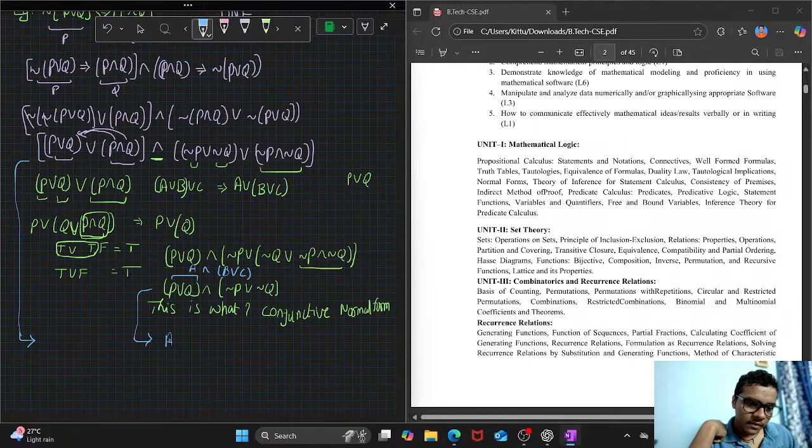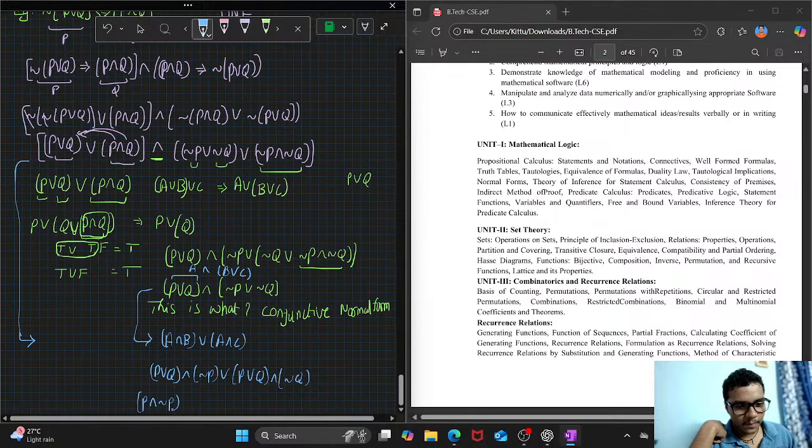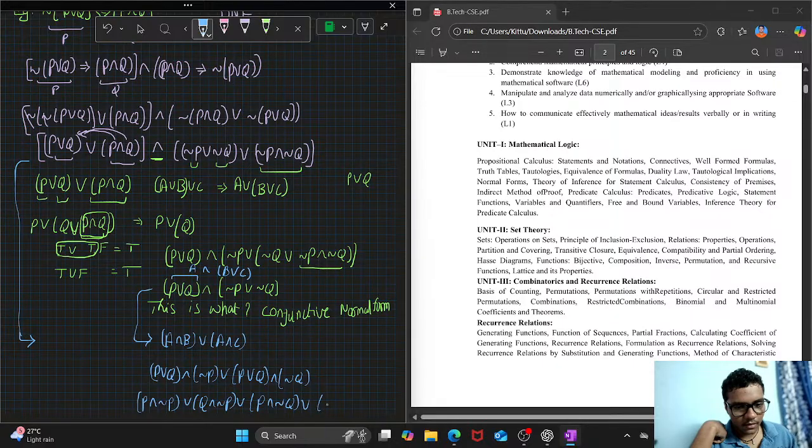So that will become A and B or A and C. If you do that, it will be P or Q and negation of P, or P or Q and negation of Q. And if you apply the distributive law again, it will be P and negation P, or Q and negation P, or P and negation Q, or Q and negation Q.